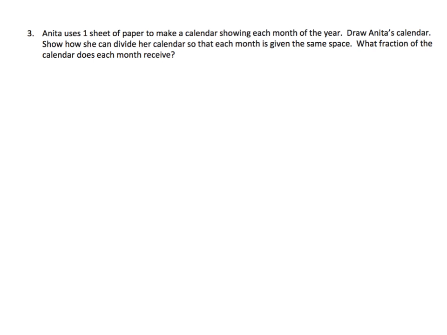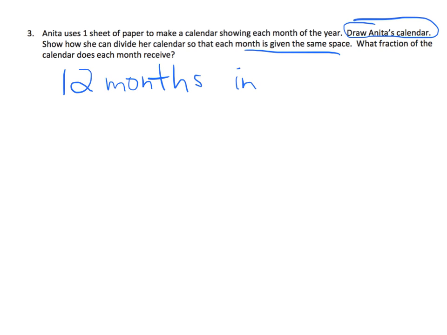And on our last slide for this video, Anita uses one sheet of paper to make a calendar showing each month of the year. Draw Anita's calendar. Show how she can divide. So that's the biggie right there. Show how she can divide her calendar so that each month is given the same space. Well, the first thing we need to know is how many months in the year? January, February, March, April, May, June, July, August, September, October, November, December. Okay, 12 months in a year. Now we have to draw a calendar that has 12 equal spaces. Boy, there's a variety of ways we can do that.